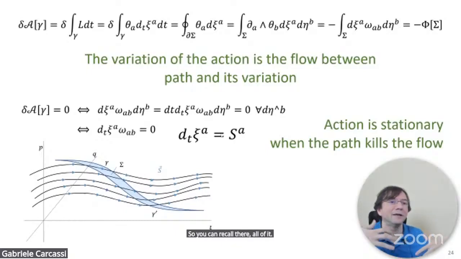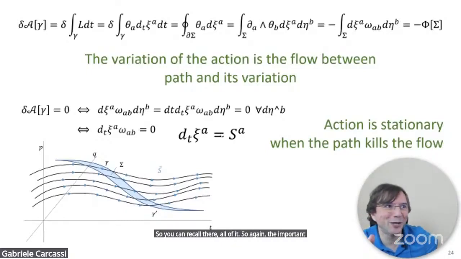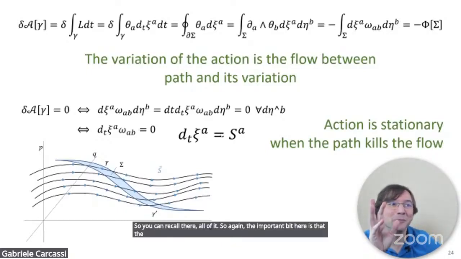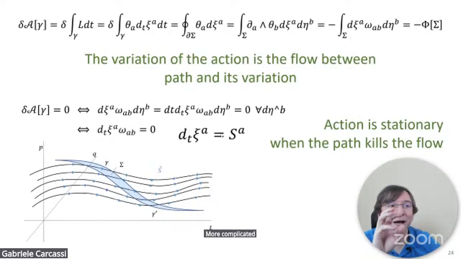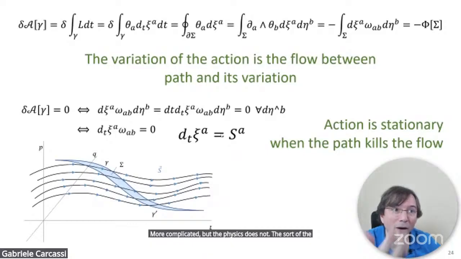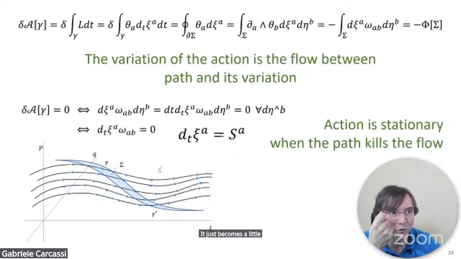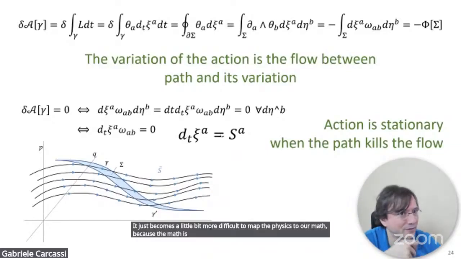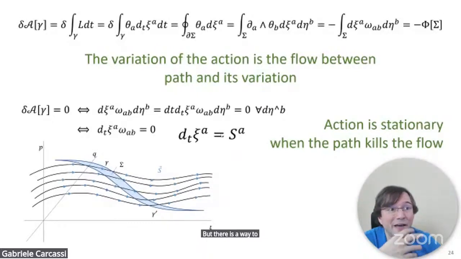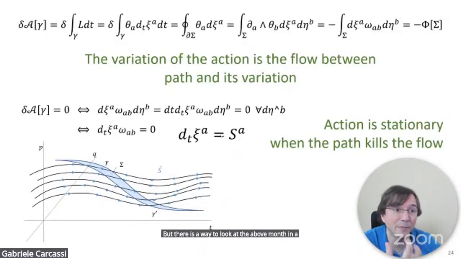So again, the important bit here is that the math becomes more complicated, but the physics does not. The conceptual parts are still the same. It just becomes a little bit more difficult to map the physics to the math because the math is more advanced. You need to know the more advanced math, but there is a way to look at the advanced math in a way that is physically meaningful.